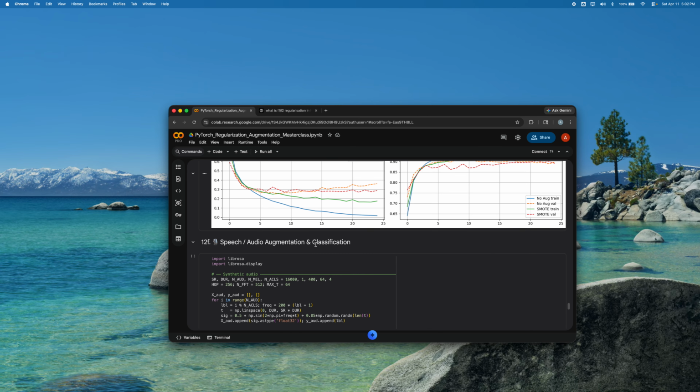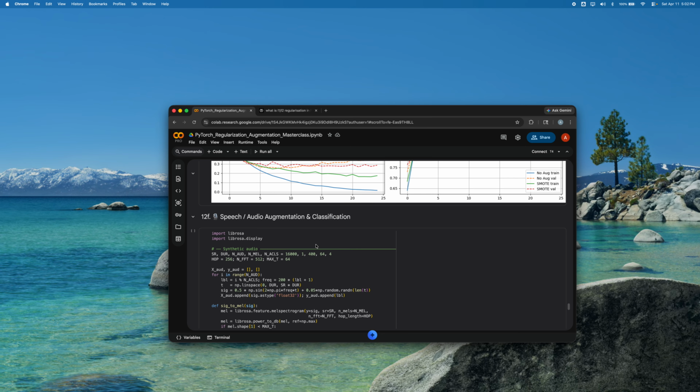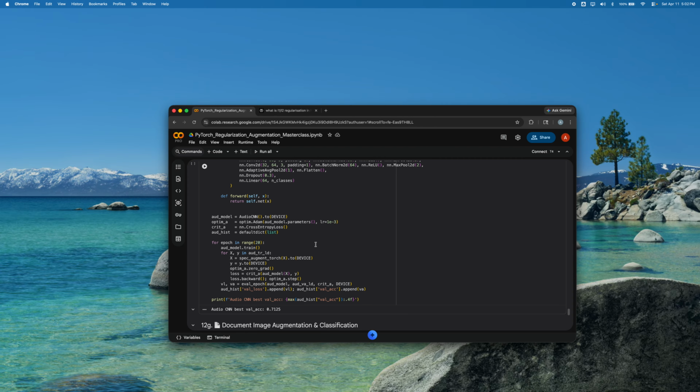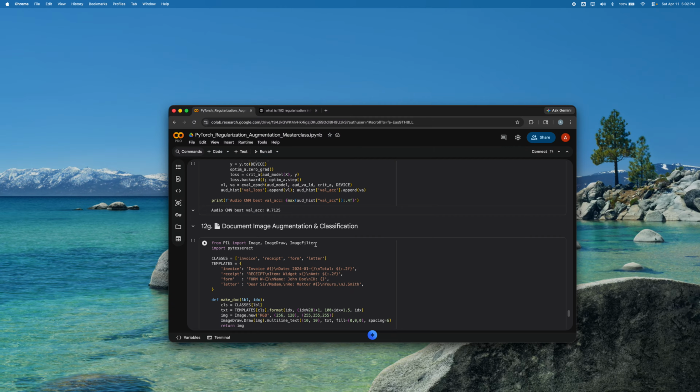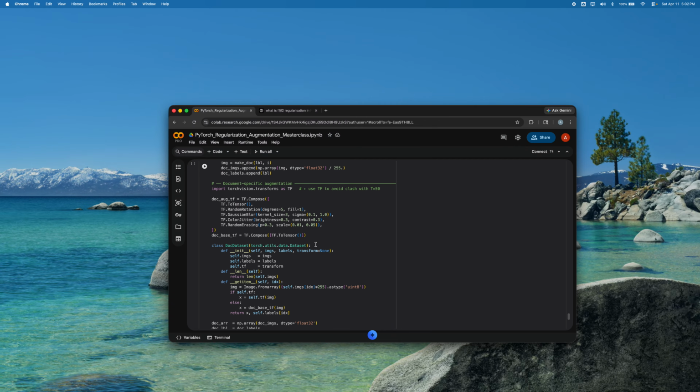Then we have audio and speech, converting raw audio to mel spectrograms, a 2D visual representation of frequency over time. Then applying SpecAugment, randomly masking time and frequency bands before feeding into a 2D CNN.